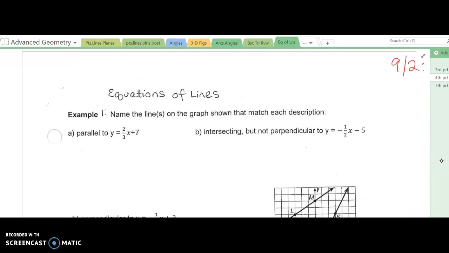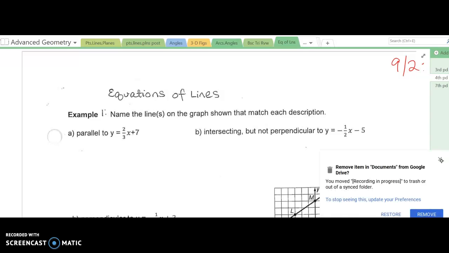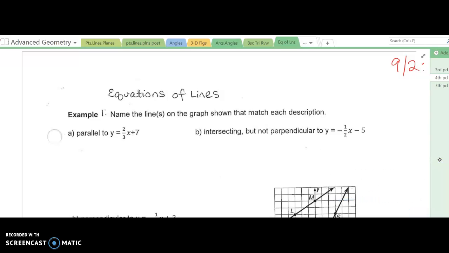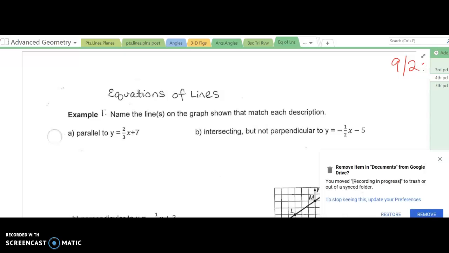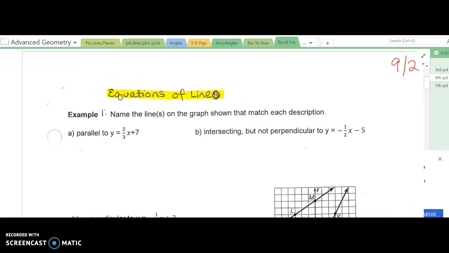Good morning. So last time we talked about slopes of parallel and perpendicular lines. Now we're going to shift into talking about equations of lines. And so hopefully this is review for you, but we'll just see where it goes.